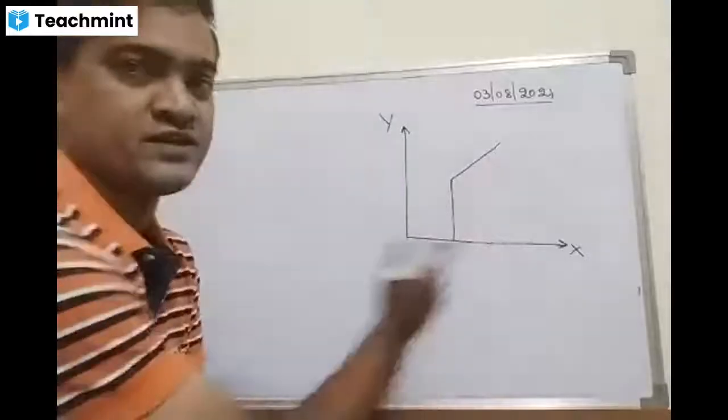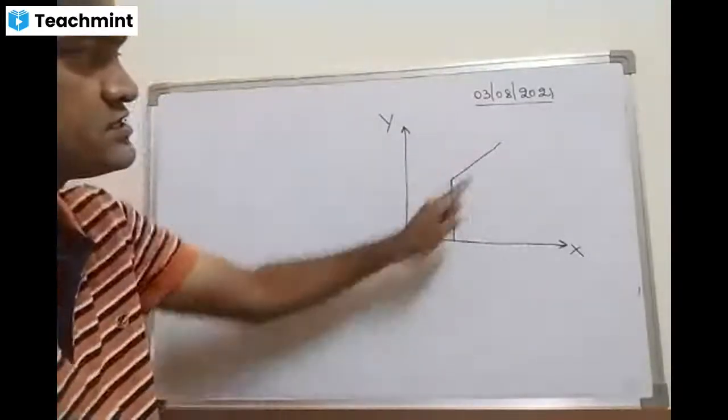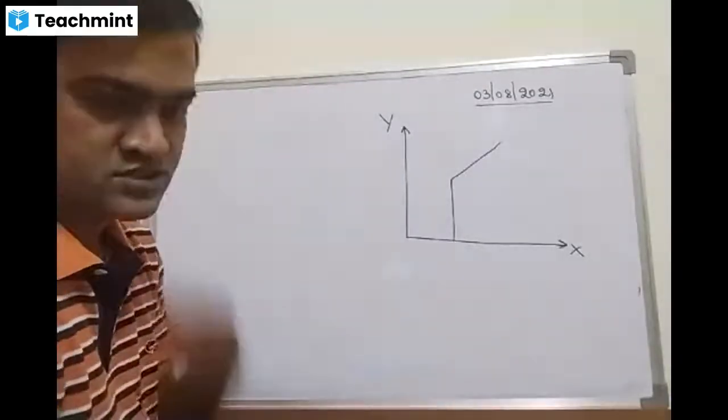Sidewise it is showing sideways. But under the curve means you cannot find out area here. This is outside of the curve. This is inside of the curve. So what do you have to do in such a case?